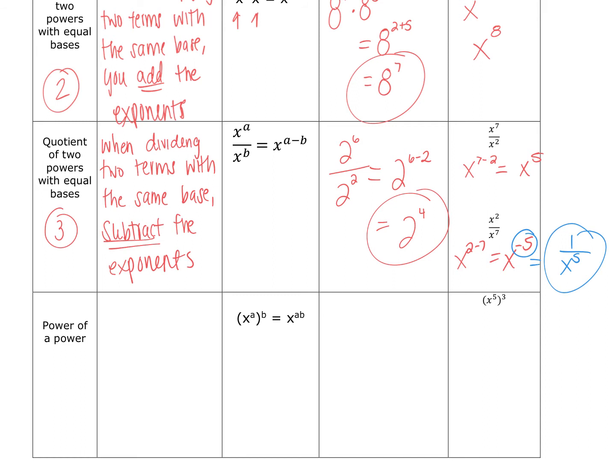So that example had two properties. It had the quotient of powers, and then for the answer, we had to go again and use the negative exponent rule.